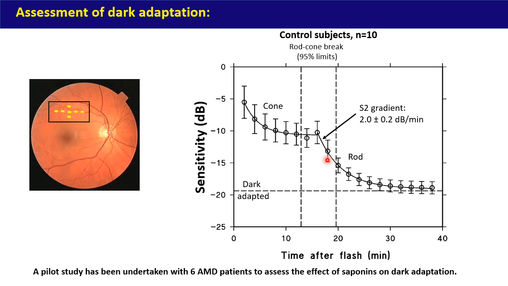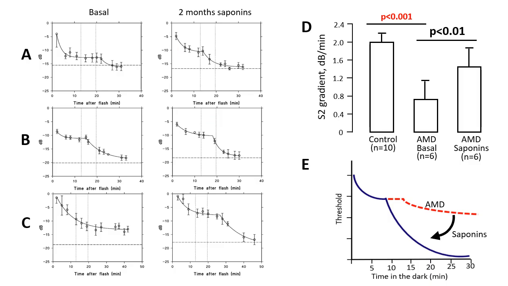A pilot study using 6 AMD patients was then undertaken to assess the effect of saponins on the recovery of light sensitivity following a bright flash. The basal dark adaptation curves for 3 patients are shown on the left. The dark adapted rod threshold prior to the bright flash is shown by the horizontal dashed lines, here, here, and here.